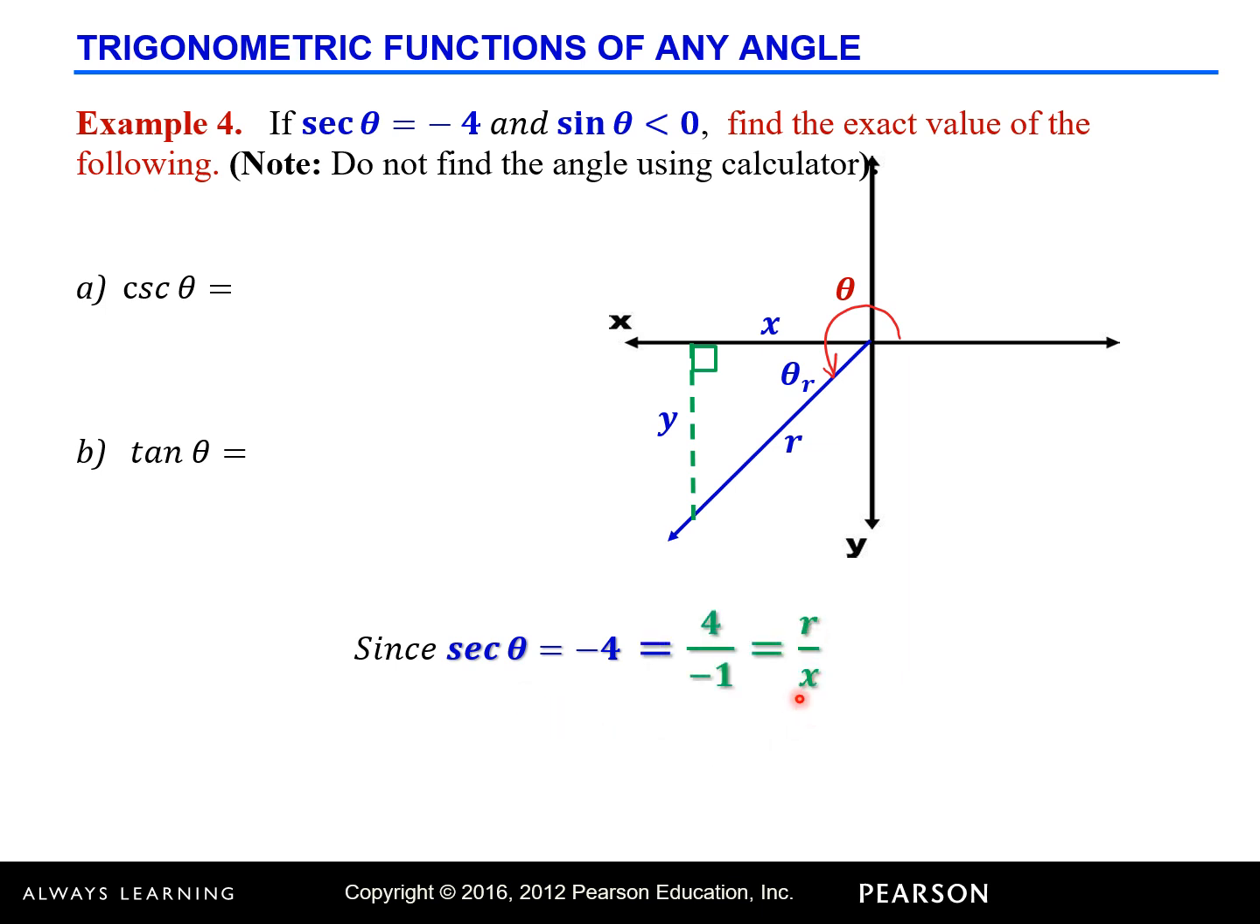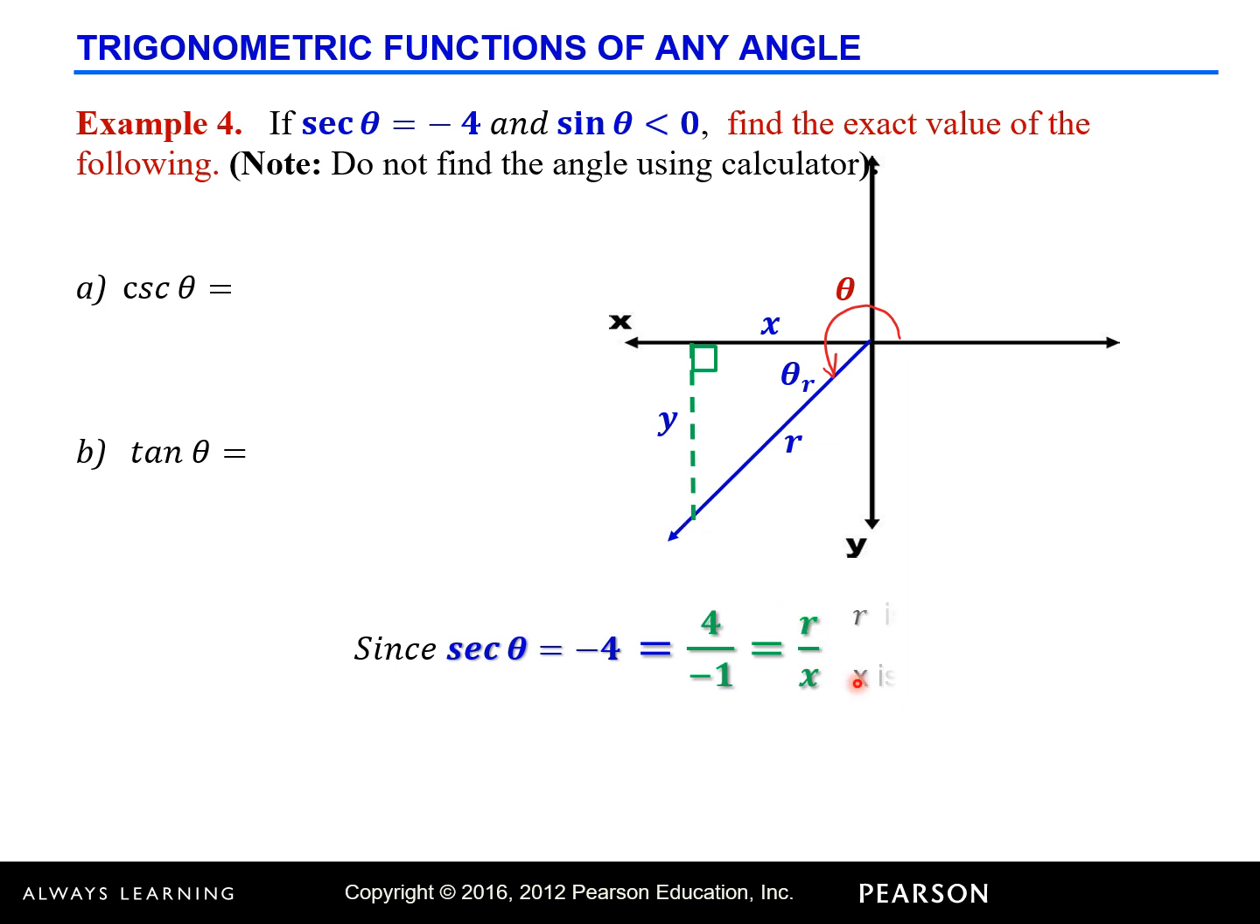Since secant theta is -4, we can write this -4 as 4 over -1 or -4 over 1. But why did I put the negative in the 1? Since secant is defined as r over x, and we know that r should always be positive and can never be negative, the negative must be in x. And also, we know that x is negative since the sign of x in quadrant 3 is negative.